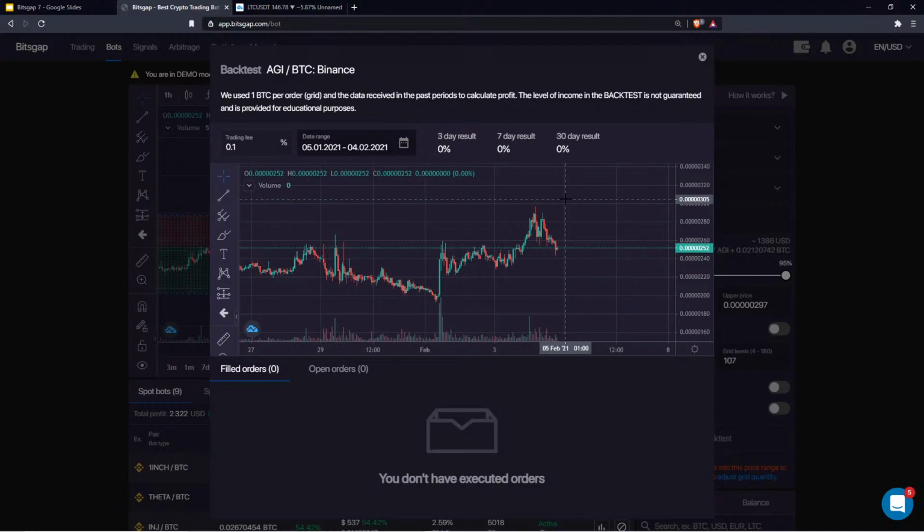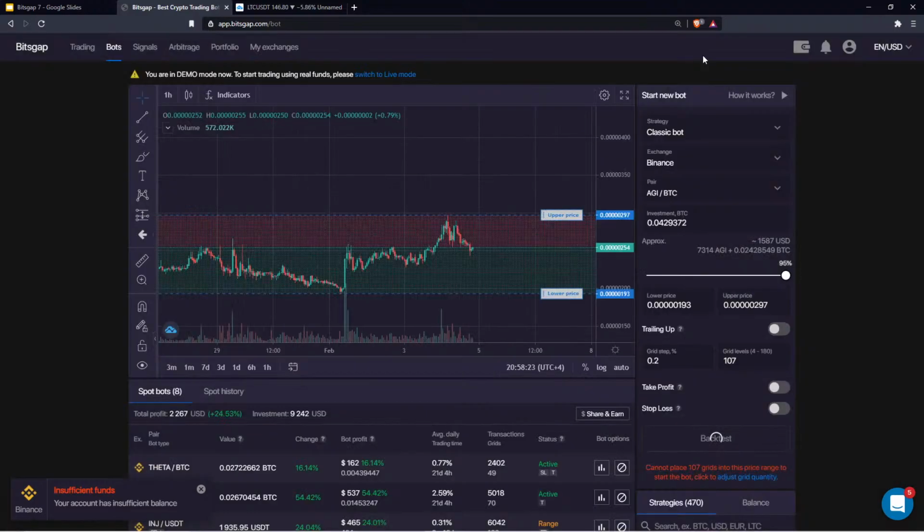Okay, so for some reason it does not respond, so I don't want to waste your time, guys. I apologize for this issue, which is currently arising from the backtest mode here. I don't know why. Well, anyway, the idea is here that you can use the backtest to stress test any strategy before actually trading it.